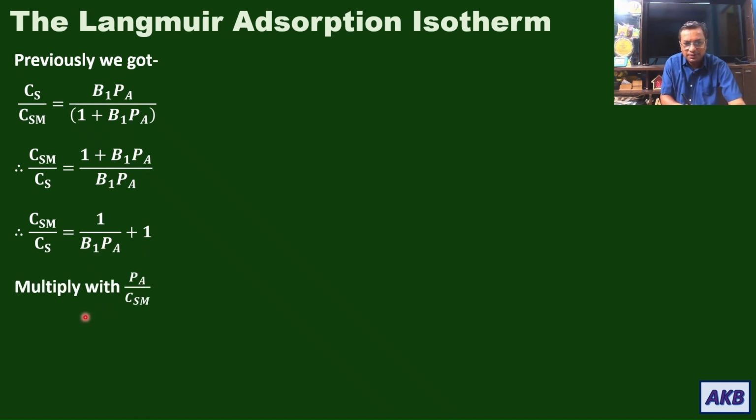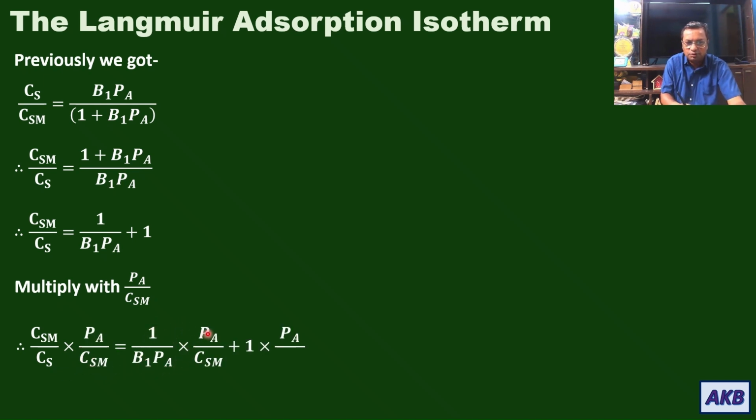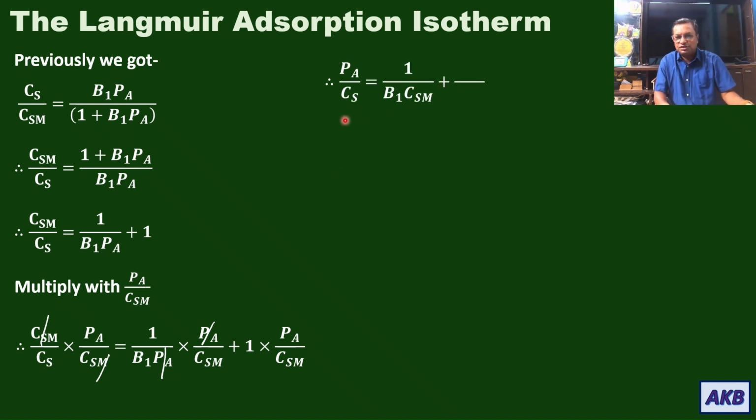In the next step, I will multiply each term in this equation with Pa upon Csm in order to get the equation in a proper form. So it will be Csm upon Cs into Pa upon Csm is equal to 1 upon B1 into Pa upon Csm plus 1 into Pa upon Csm. So what is going to happen in this case now? Csm is going to get cancelled. Pa and Pa are going to get cancelled, and you'll be getting an equation which will be this one. Pa upon Cs is equal to 1 upon B1 into Csm plus Pa upon Csm.